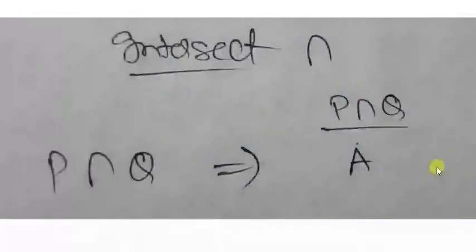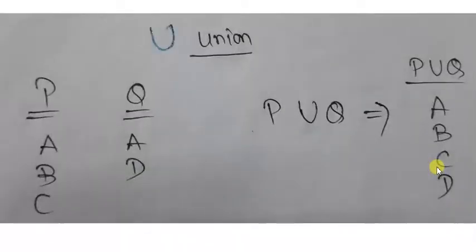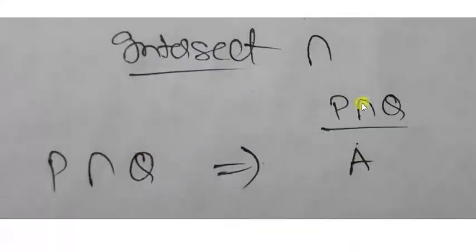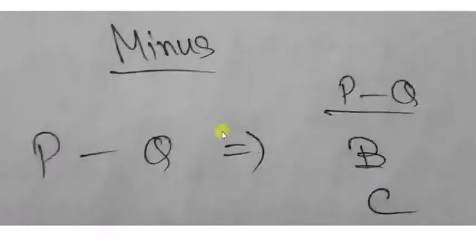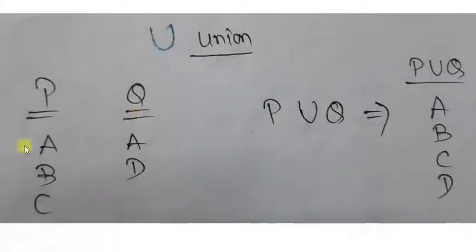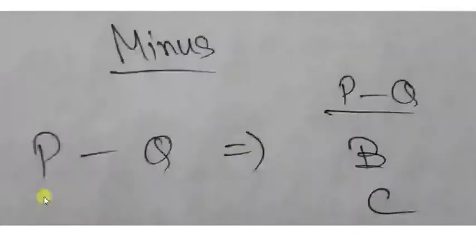Next is intersect. Intersect gives you only the common tuples from both the relations. As you can see in these two tables, the common one is A. So intersect gives you only A. Minus. What does minus do? If you select P minus Q, it will delete those records from P that are present in Q and display the remaining. A is common, so A will be subtracted, and B and C will be displayed.